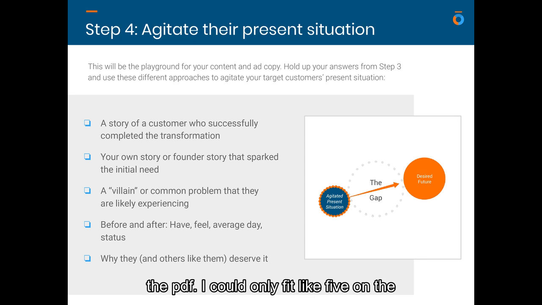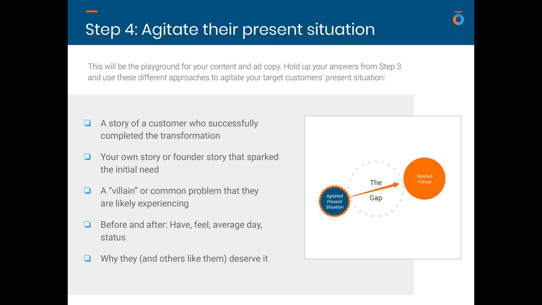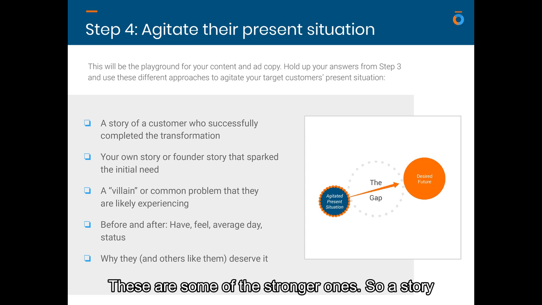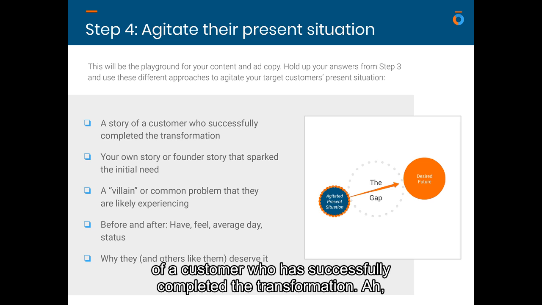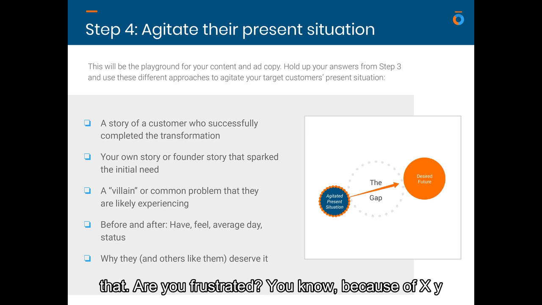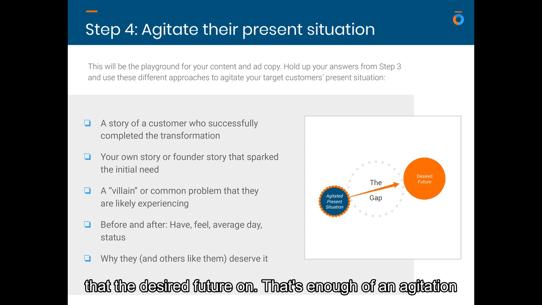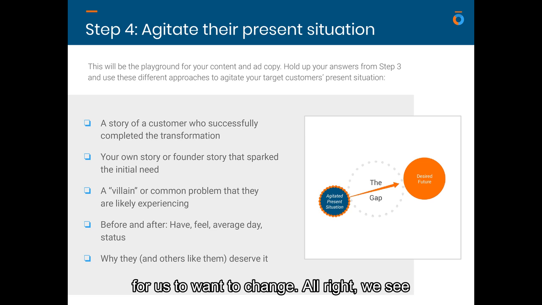I could only fit like 5 on the slide, but I think I put like 10 in there. But the list is really unlimited. There's a lot of different ways you can go about it, but these are some of the stronger ones. So a story of a customer who has successfully completed the transformation. A lot of times, we don't need someone to tell us, are you frustrated because of XYZ? We just need to see someone else living that desired future. And that's enough of an agitation for us to want to change.